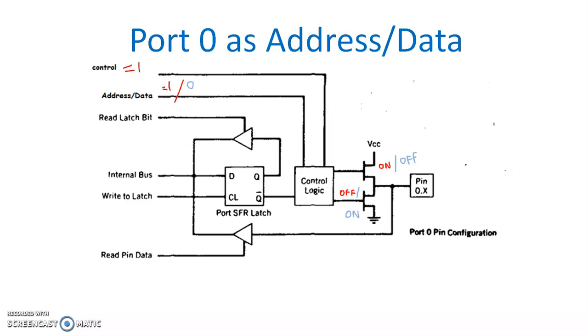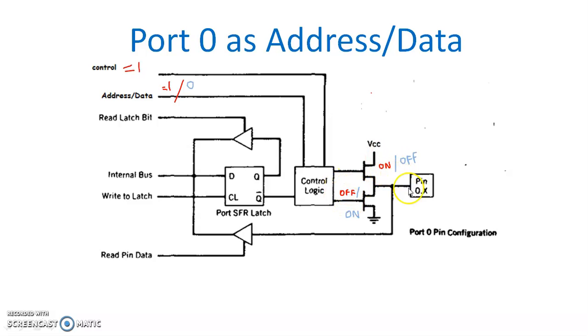Next, port 0 as address and data. When port 0 is used as address and data, this SR latch has no use. The only thing used is your control logic. The control signal is made 1, and your address or data takes the value 1 or 0. So when the control signal is made 1 and the address is made 1, your upper transistor gets turned on and the lower transistor gets turned off.